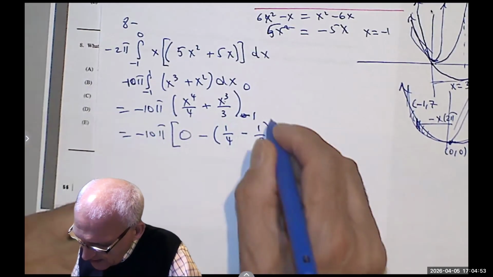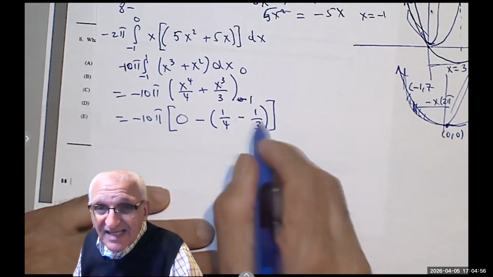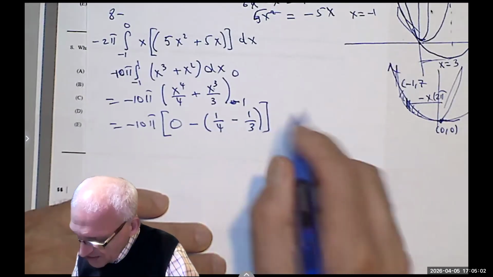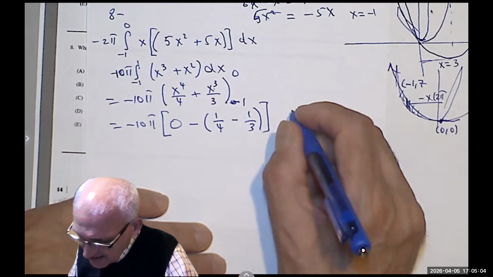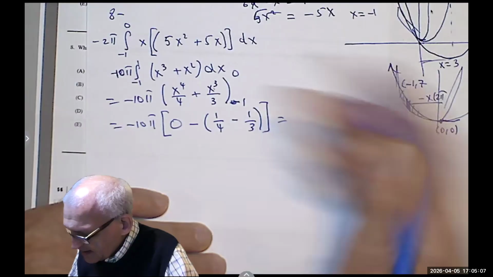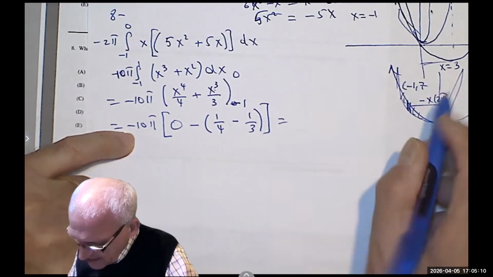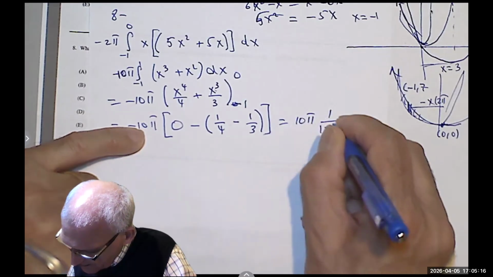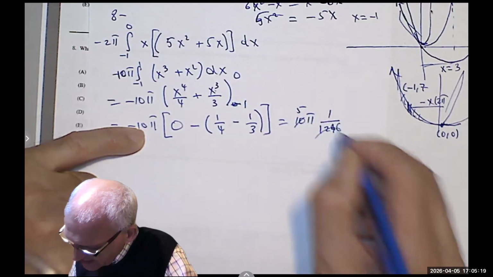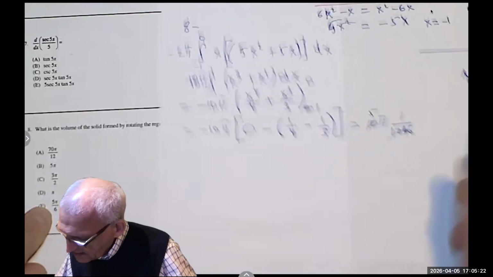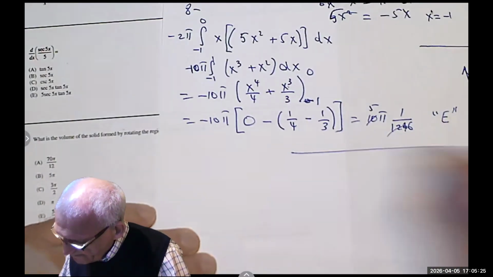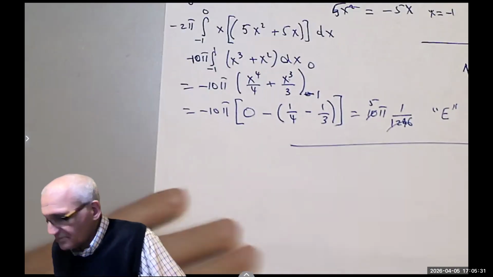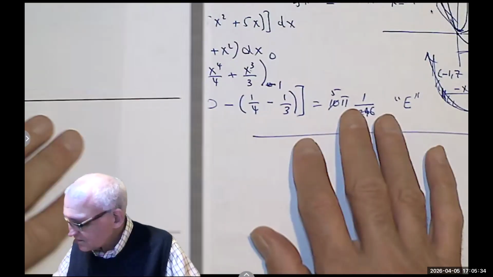So 1/4 minus 1/3, which is -1/12, right? You take the common denominator of 12, you will get 3 minus 4. So in fact, we don't care about the negative sign. That's a volume, so that's basically 10 pi times 1 over 12. 10 over 12 is 5 over 6. It's 5 pi over 6, which is E. Okay, yeah, that would take some time since we don't have a calculator, we cannot plot it.